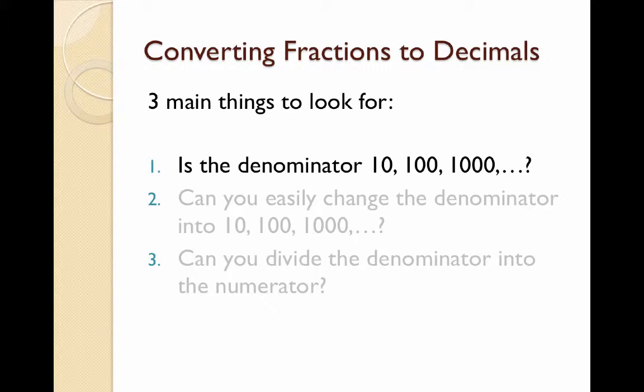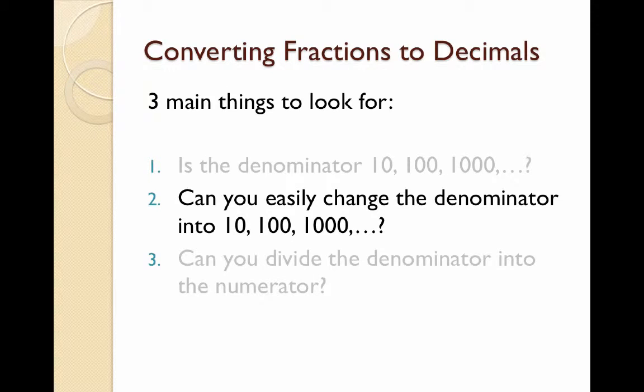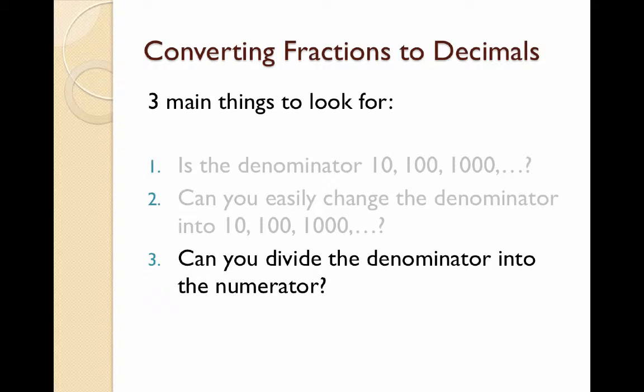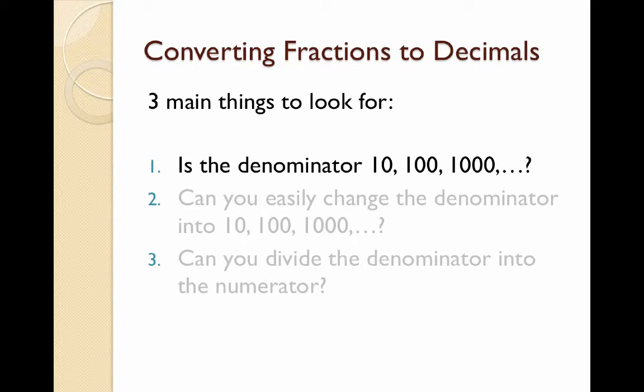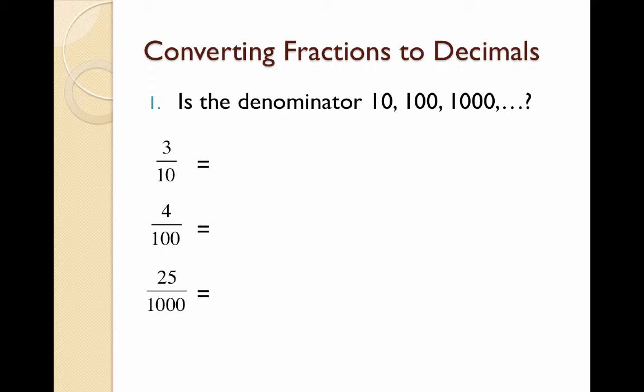So let's have a look at some things to look for when we're trying to convert fractions to decimals. The first thing is, is the denominator a 10, 100, or 1000? Can you easily change the denominator into a 10, 100, or 1000? And can you divide the denominator into the numerator? These are the three main ways of changing fractions into decimals. So this video is about whether or not the denominator is a 10, 100, or 1000, and what you do with that. So let's have a look.